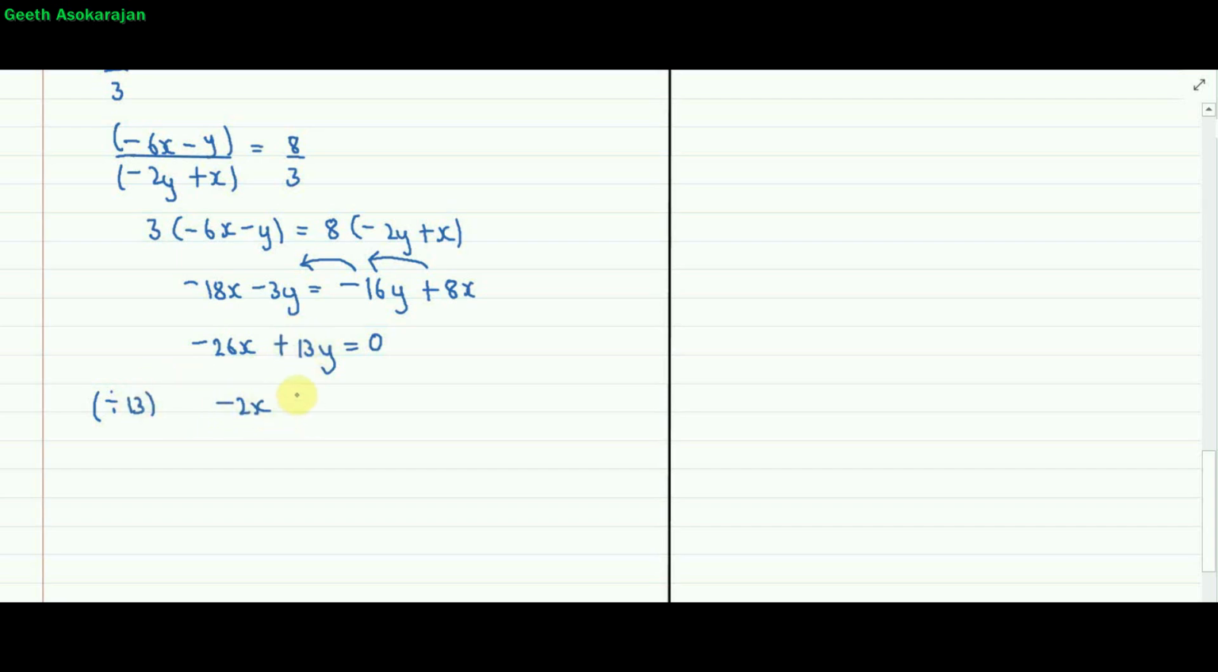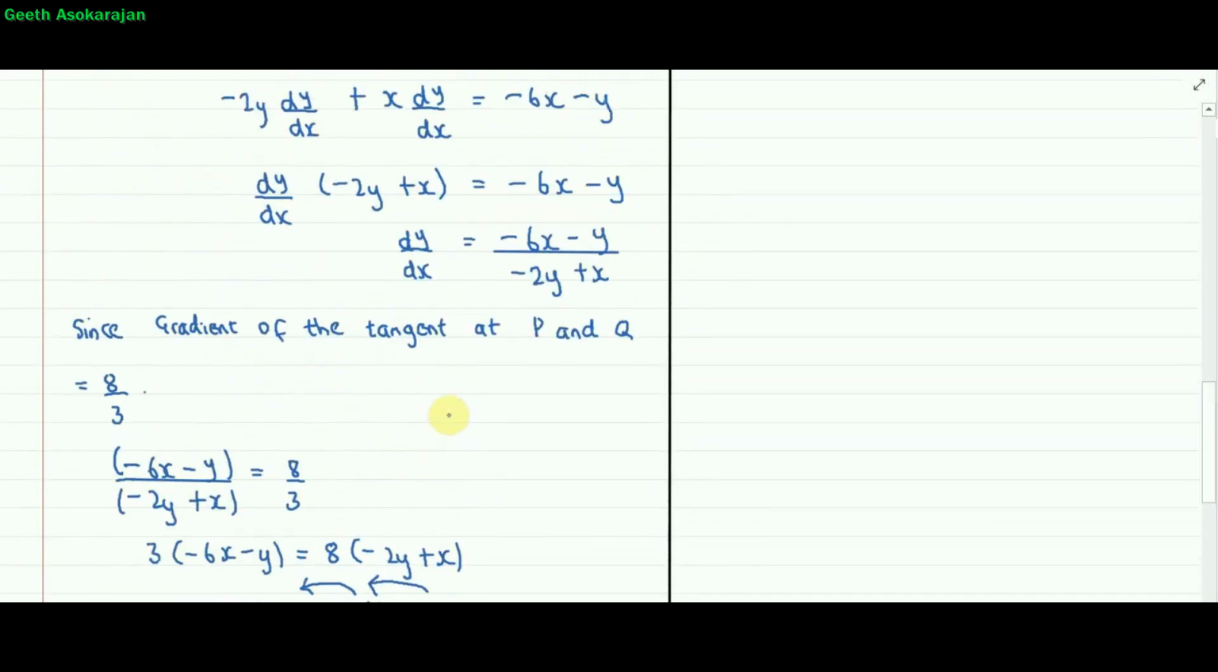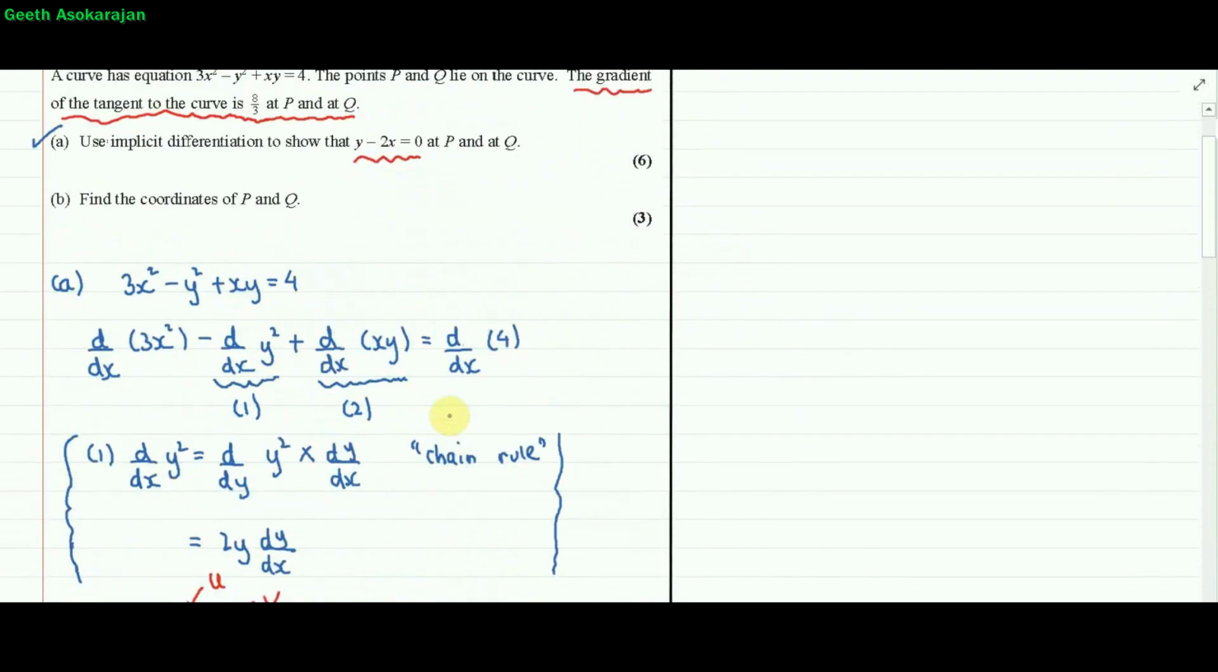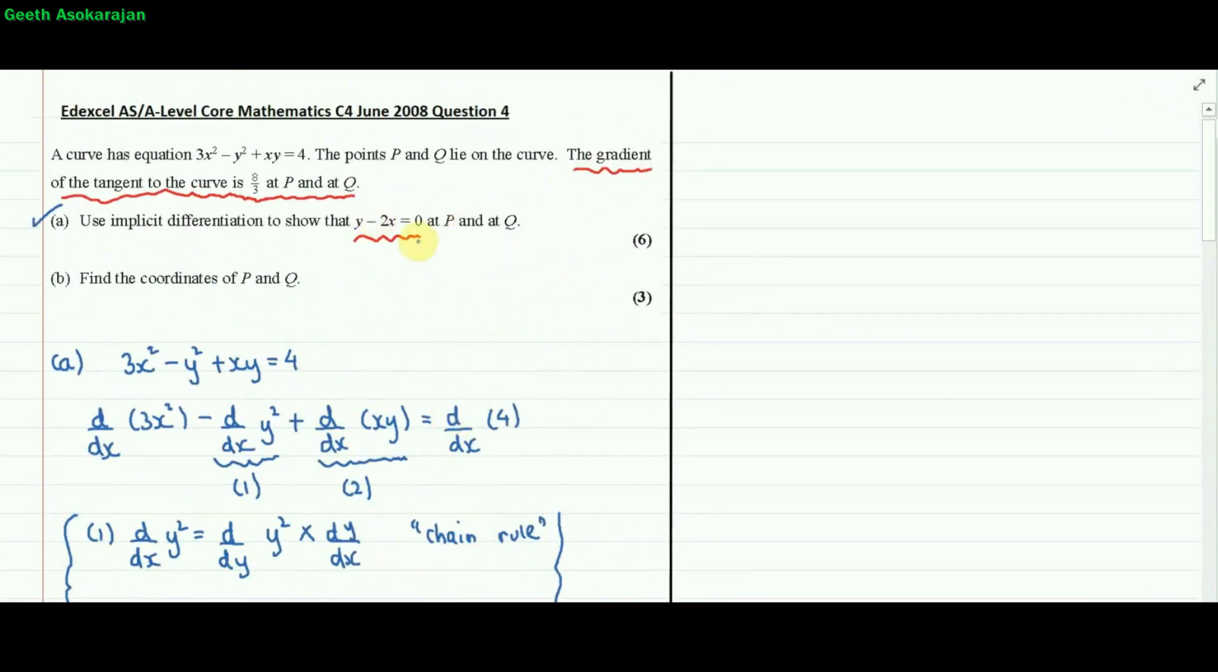13 divided by 13 is 1, so plus 1y, that is equal to 0 over 13, which is 0. And I can rearrange this, so let me rewrite it as y minus 2x is equal to 0. And if I go back to the question, that's exactly what we need to show.